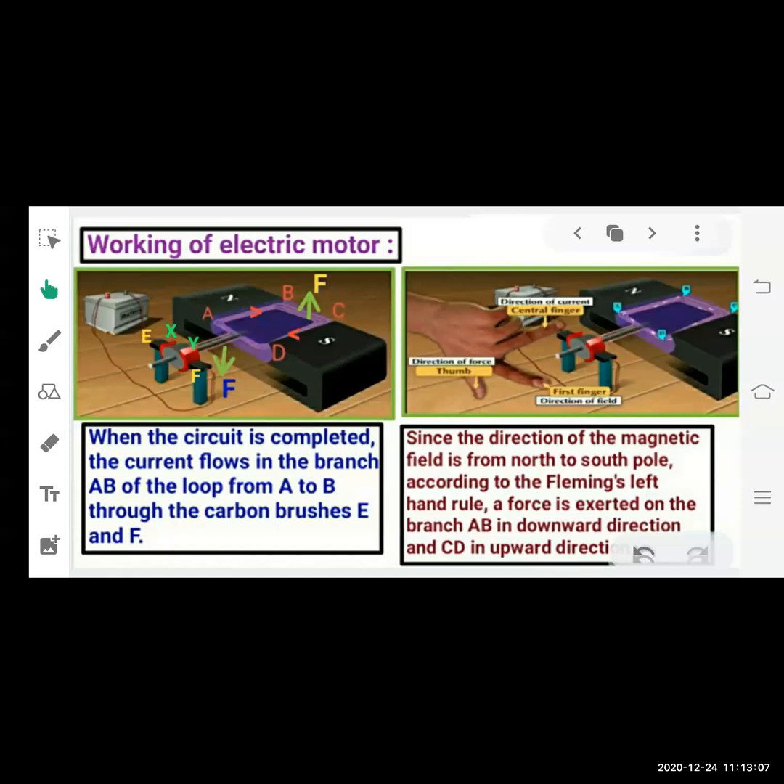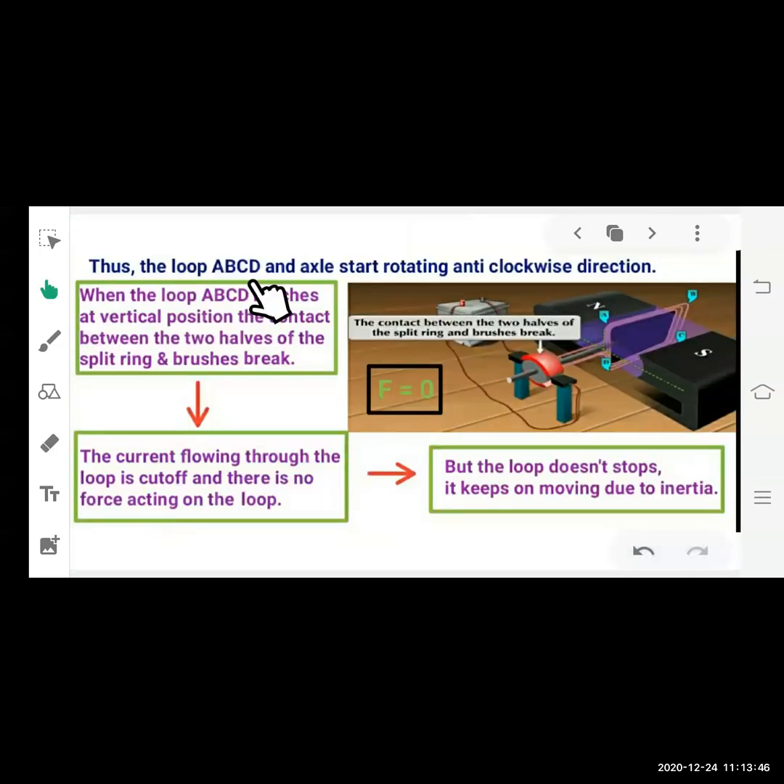In the same way, to find the direction of force on arm CD, you can see the direction of current in it is opposite to that of AB. Using the left hand rule, we find that on arm CD the direction of force will be upward. So on arm AB the force is downwards, and on CD it is upwards, because of which the coil will start rotating anti-clockwise. Thus the loop ABCD and the axle rotate in the anti-clockwise direction.